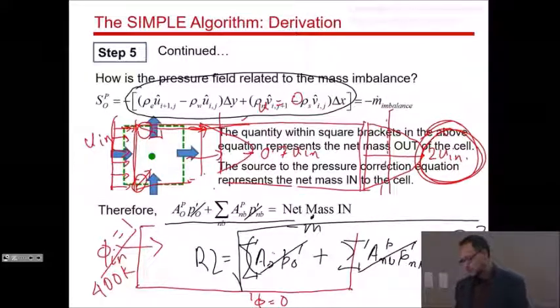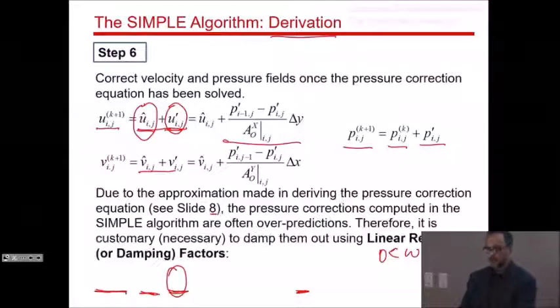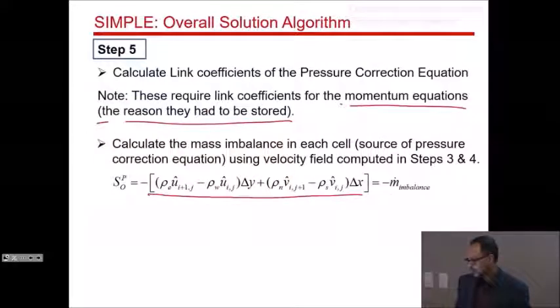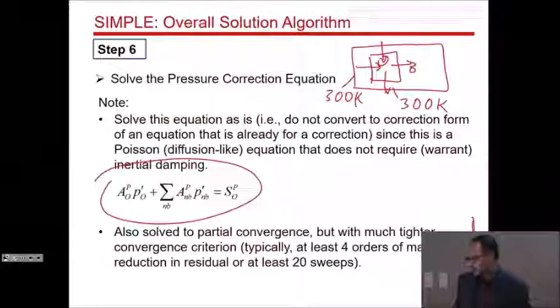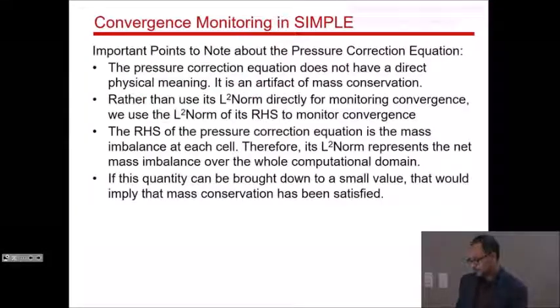Okay, so this is just a common practice. People use the mass imbalance L2 norm as the quantity that they monitor for the continuity equation, rather than take the L2 norm of the pressure correction equation itself. Okay, but you are free to do that if you wanted to. There's nothing that prevents you from doing that. Okay, so let's see. We already covered this. So that's what I'm saying here, that if this quantity is brought down to a small value, that would imply that mass conservation has been satisfied.